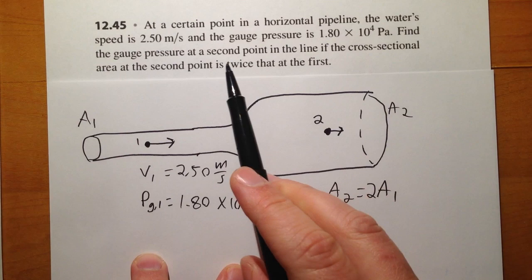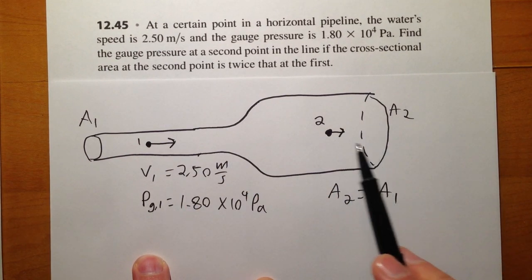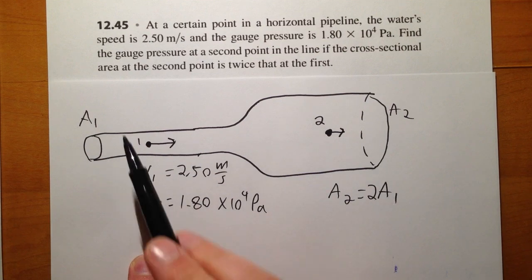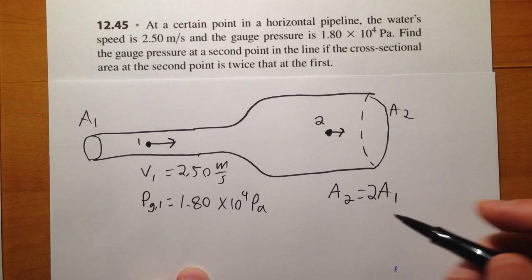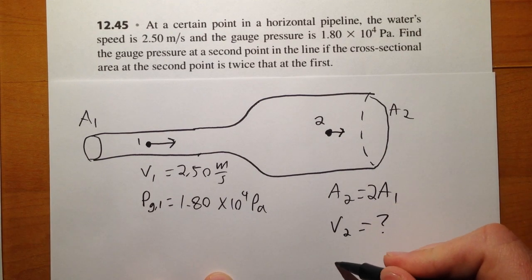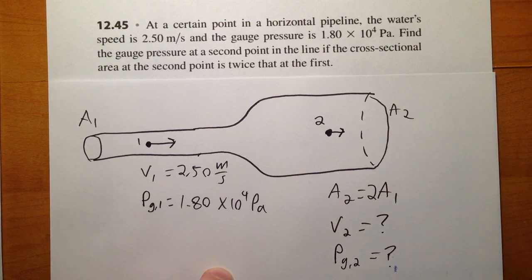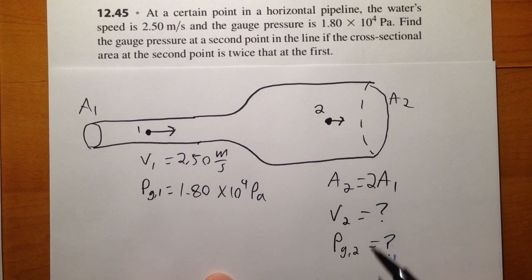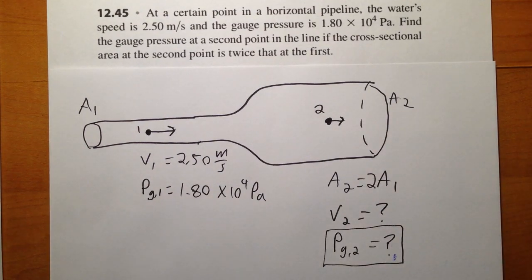So I can take what the problem told me in words and write that in equation form. The cross-sectional area at point 2 is twice that of the area at point 1. Okay? I do not know the velocity of the fluid at point 2. I do not know the pressure of the fluid at point 2. So I have those two unknowns. And this is what the problem is asking. It wants to know what is the pressure at point 2. Okay. So we've drawn a picture, we've written down our knowns.